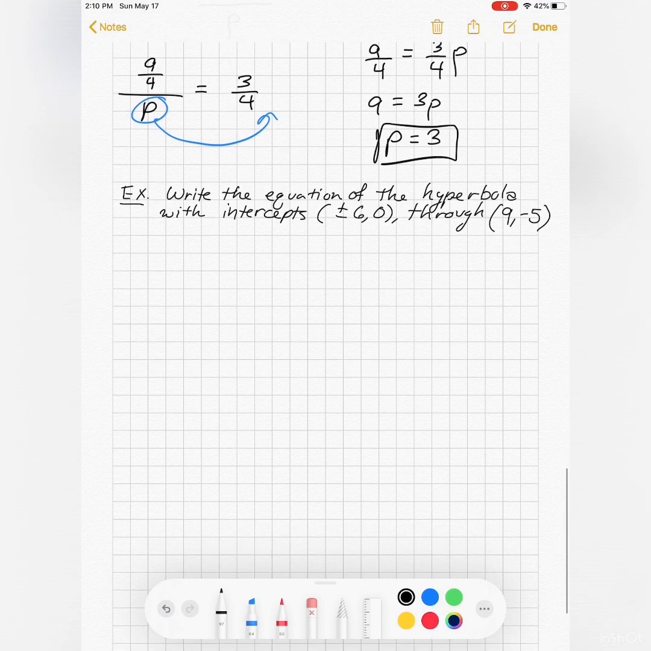Write the equation of the hyperbola with intercepts. So hyperbola, let's see, so this guy has x-intercepts. So if it has x-intercepts, then the x squared is the positive term. If it would have had y-intercepts, I would have set it up like this. Okay, this guy's a horizontal hyperbola, so the x term is going to be positive coefficient. So this is going to be what, 36? Solve for p again.